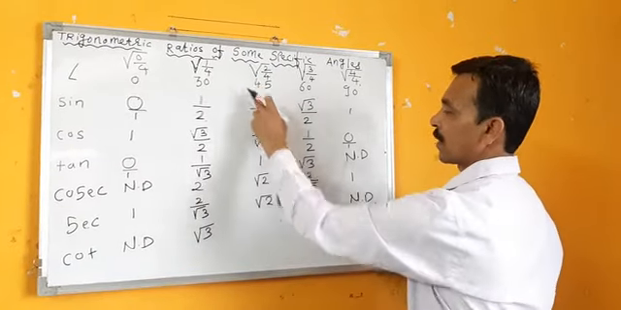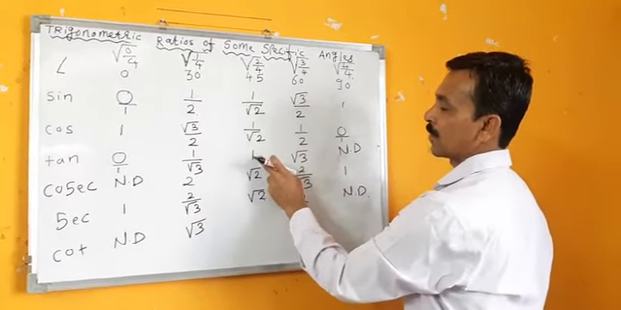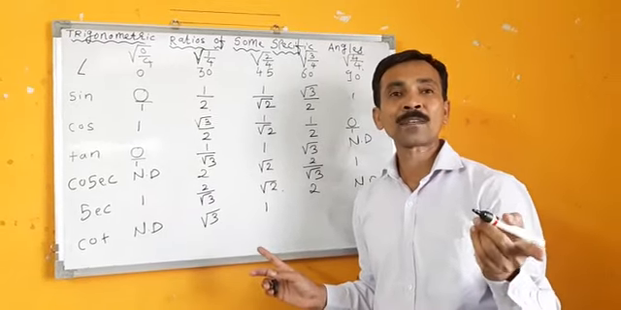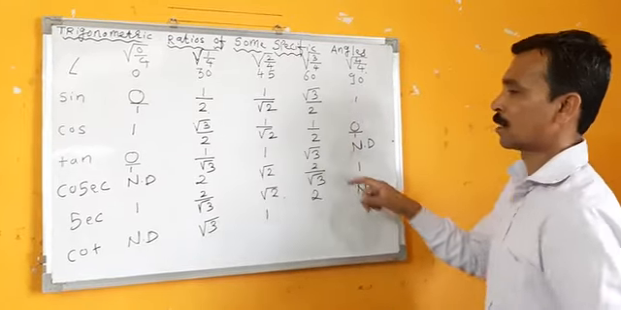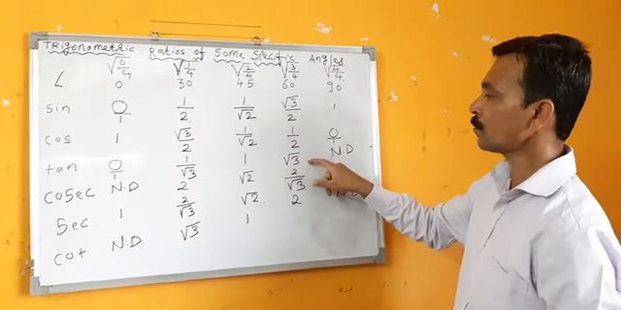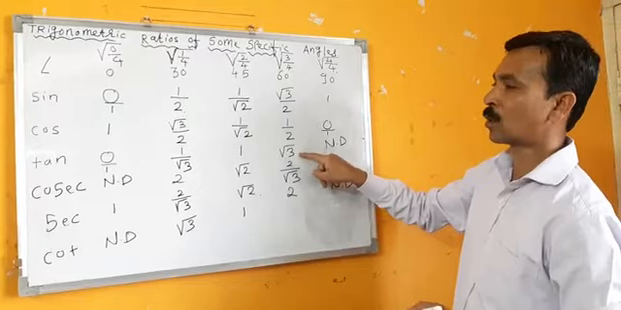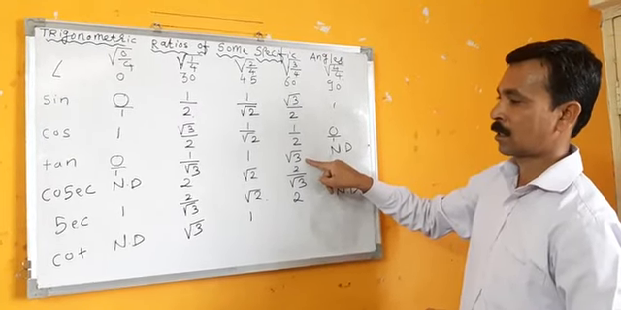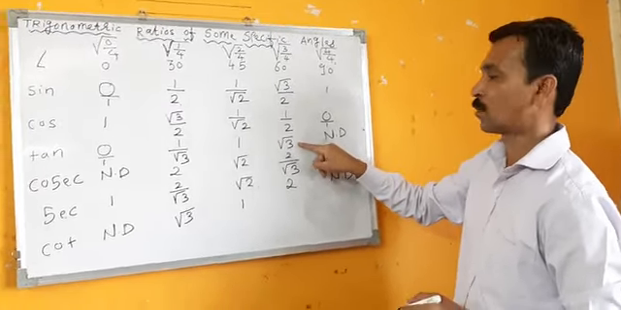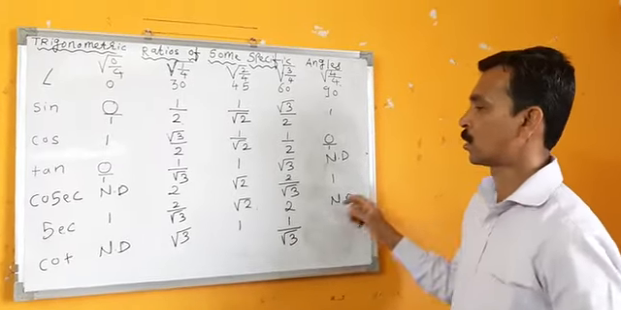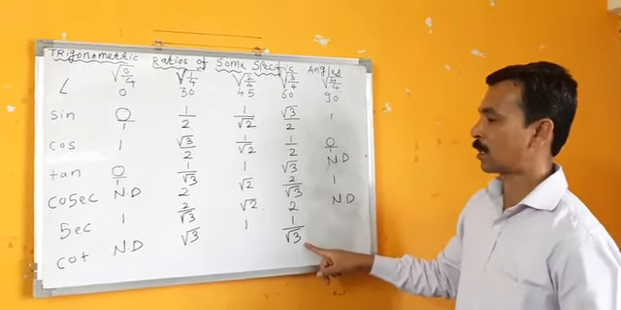Now cot 45. What is value of tan 45? 1. So what is reciprocal of 1? 1. So cot 45 will be 1, because cot 45 is the reciprocal of tan 45. Now cot 60. Cot 60 is reciprocal of tan 60. What is tan 60? Root 3. So what will be reciprocal? 1 upon root 3. So cot 60 is 1 by root 3.